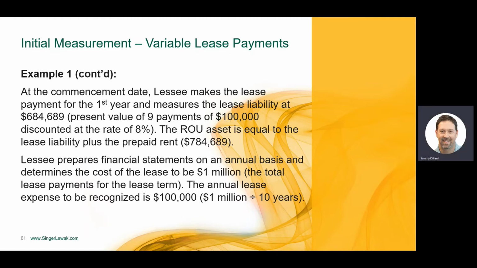Then the company calculates the ROU asset amount as the lease liability of $684,689 plus the prepaid lease payment of $100,000. So the ROU asset amount is $784,689. Lastly, recall that this is an operating lease and the lease expense is recognized on a straight line basis over the lease term. So that means the company will recognize $100,000 of rent expense every year for 10 years.